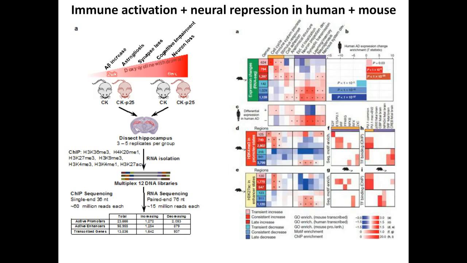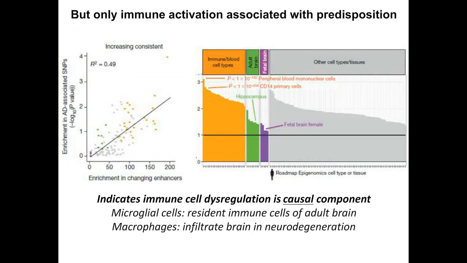And when you look at human, you see that the same categories of genes are in fact enriched in human patients based on expression profiling of brains of human patients of AD and human controls. You can also see that specific immune regulators and neuronal regulators are enriched in the corresponding activated and repressed components associated with Alzheimer's disease progression.